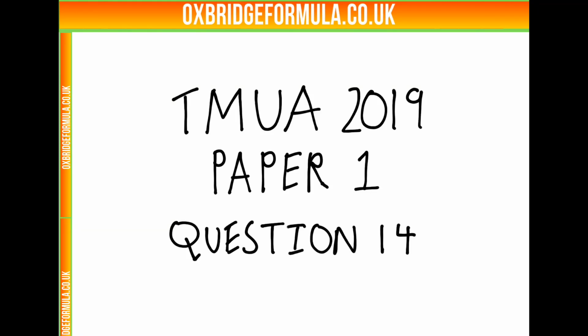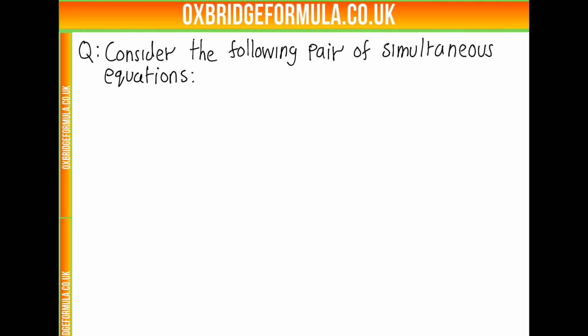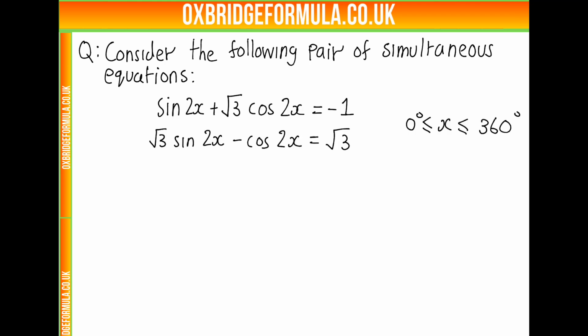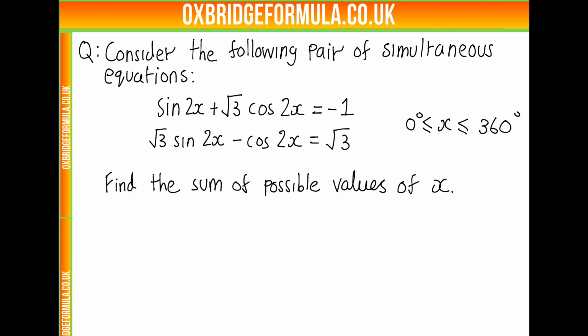This is the solution video for question 14 from paper 1 of the 2019 TMUA or CTMUA exam. In this question, we're asked to consider the following pair of simultaneous equations. These are sine 2x plus root 3 cos 2x is equal to minus 1, and root 3 sine 2x minus cos 2x is equal to root 3, where x is between 0 and 360 degrees. And given these equations, we're asked to find the sum of the possible values of x.